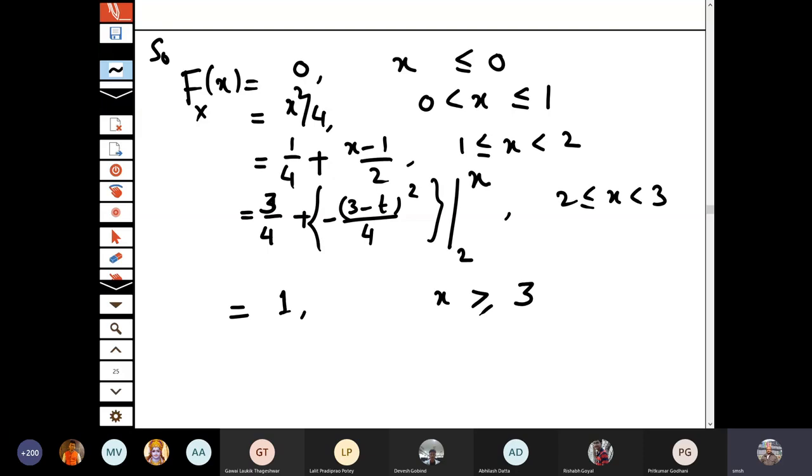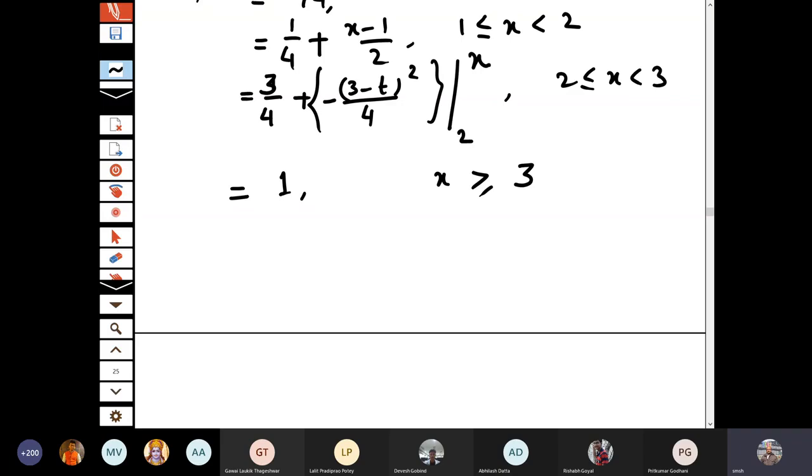So this can be easily evaluated. You can evaluate it. See here, if you put x, then this is (3 minus x) square by 4, and if you put 2 here, you will get 1 by 4. Okay, so it is 1 minus (3 minus x) whole square by 4.